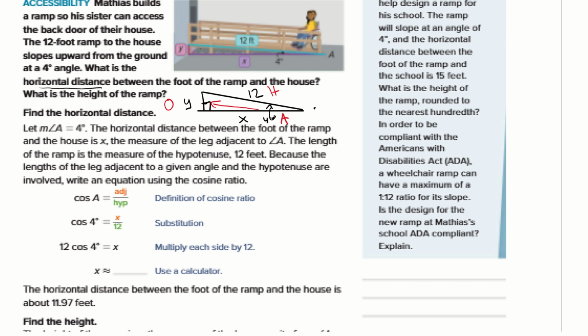So it looks like the best way to solve for X is to use adjacent and then hypotenuse, because we don't know what Y is, so we don't want to use that. So we're going to use X and 12. So that's going to be adjacent over hypotenuse.